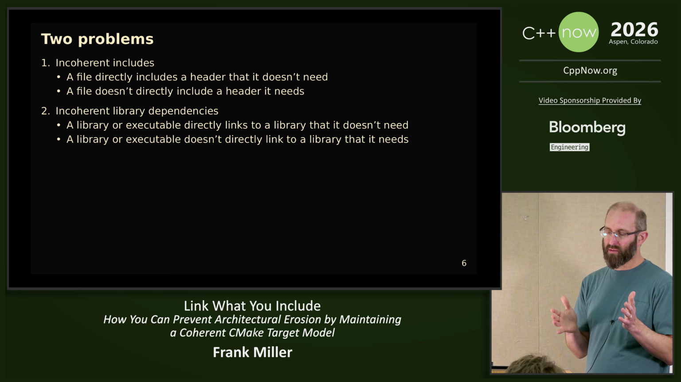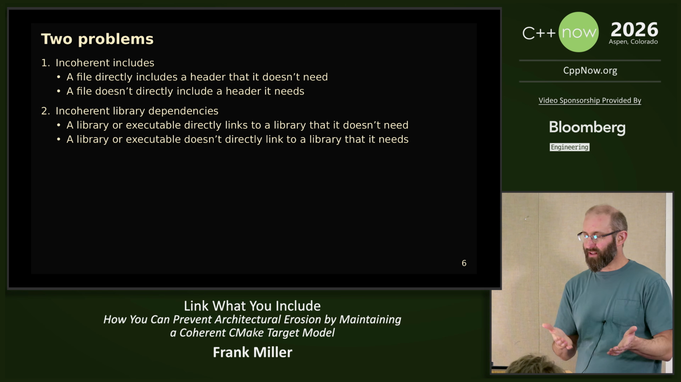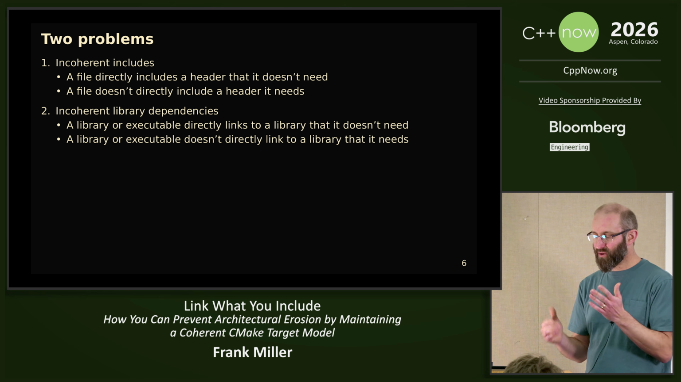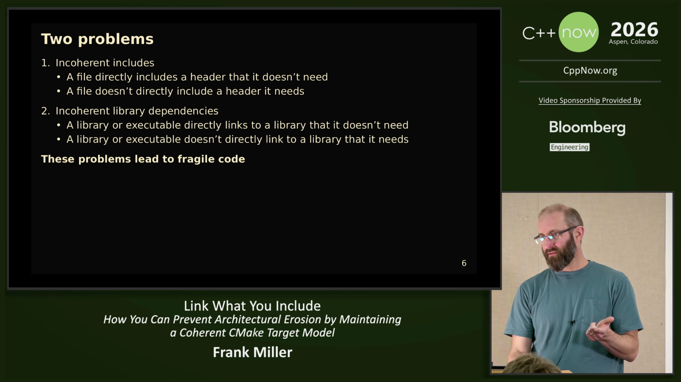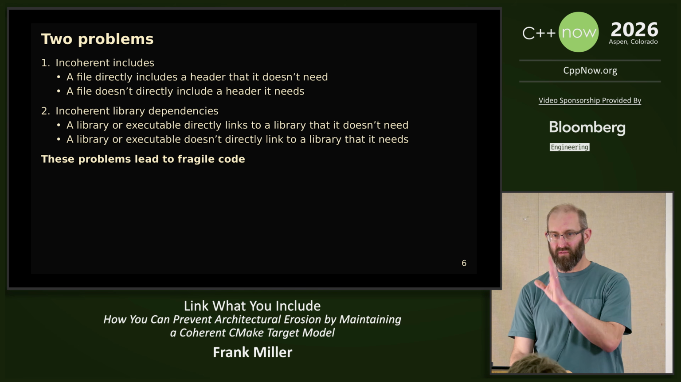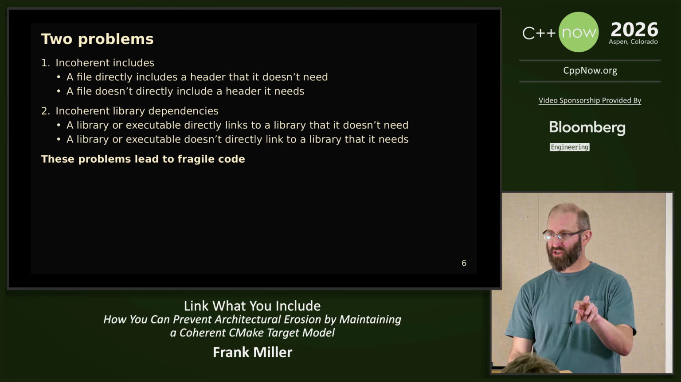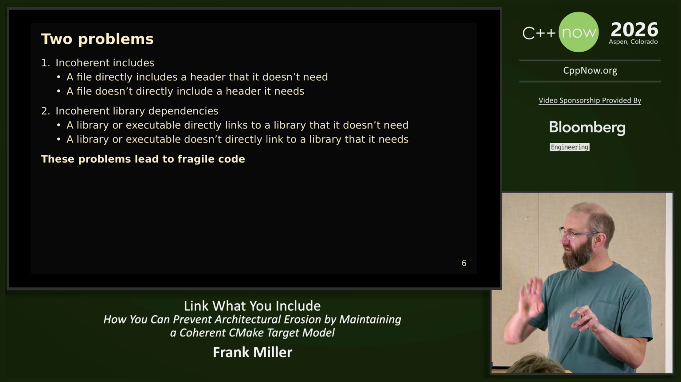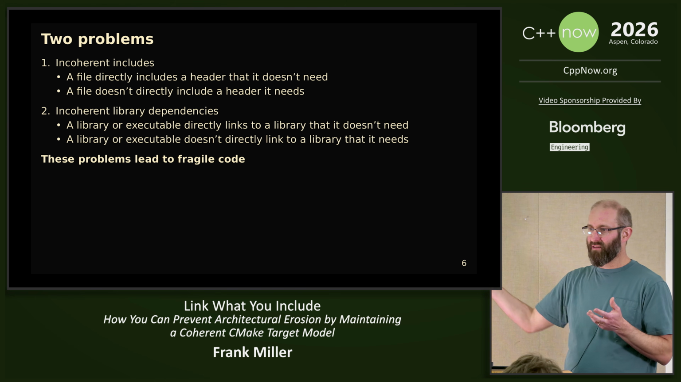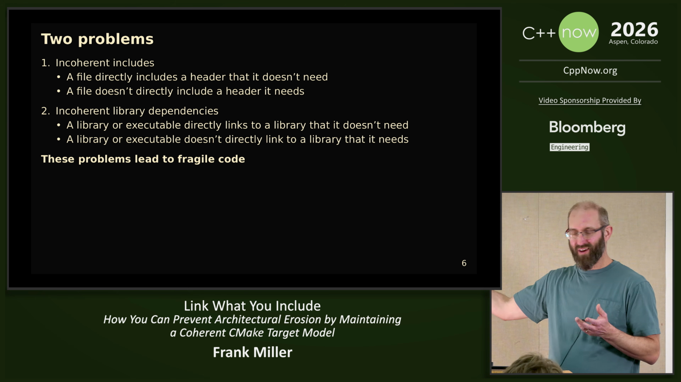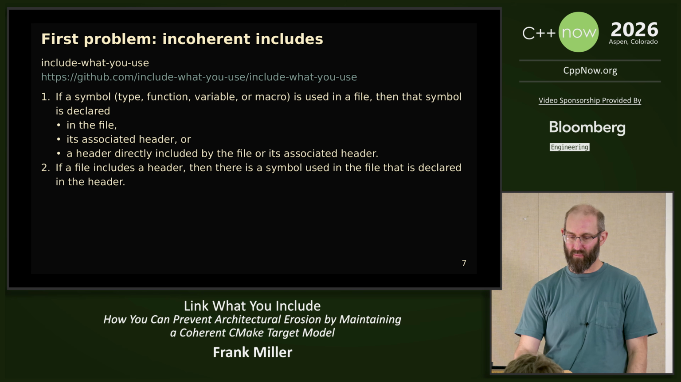It's when a library or executable directly links to a library that it doesn't need, or doesn't directly link to a library that it does need, right? These are similar problems, and they lead to fragile code. And what I mean by that is, if you let this persist, someday you or somebody else is going to make a change in one location, and something very far away, unrelated, is going to break. And you're going to think, I didn't even know that existed. How does that happen? And that's annoying. That's frustrating. We don't like that.